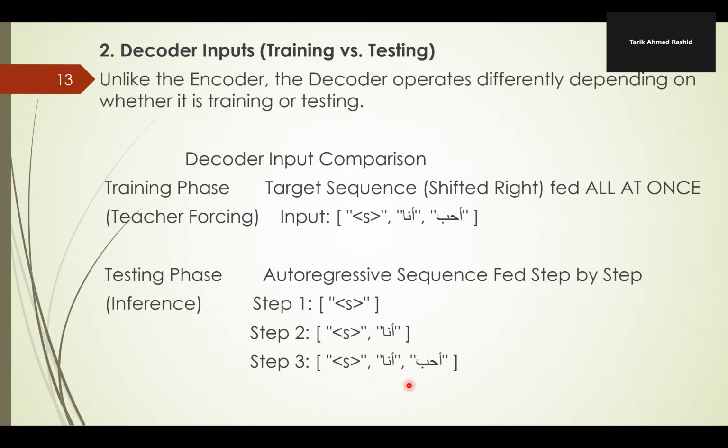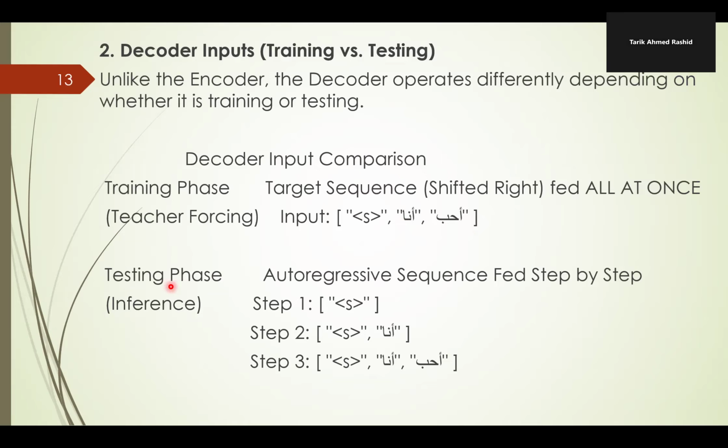Now, the decoder, unlike the encoder, operates differently depending on whether it is training or testing. If it is training, which is another word for teacher forcing, the target sequence shifted right is fed all at once. So the whole sentence in training will be fed in parallel. There's no sequential processing here. But there is a causal masking. Don't forget, I will try to explain the causal matrix in detail in the next slides.